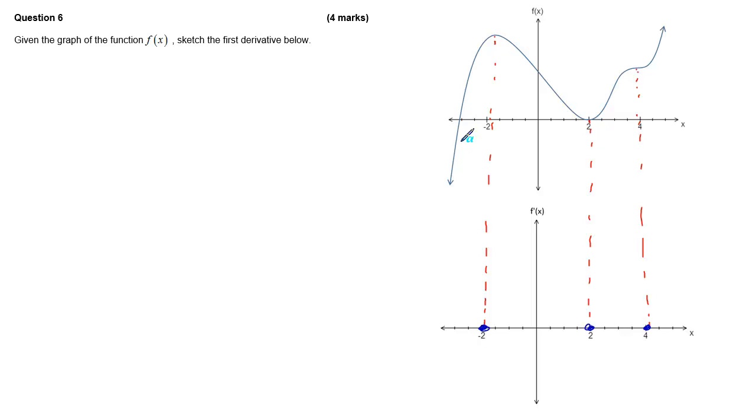Now the gradient is positive up until this first turning point, so f dash x is positive, so it will be above the axis. Then the gradient's negative between these two turning points, so f dash x is negative, it must be below the axis here.